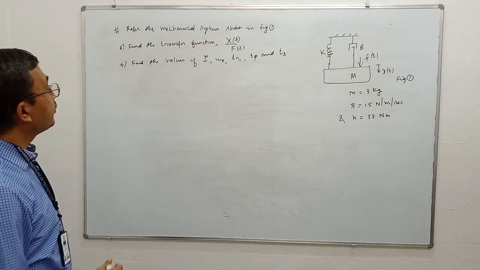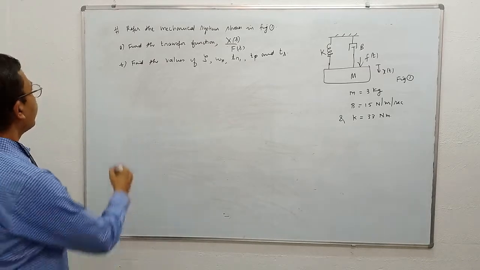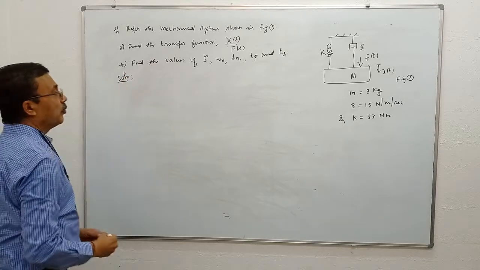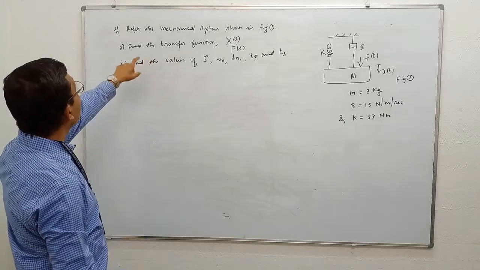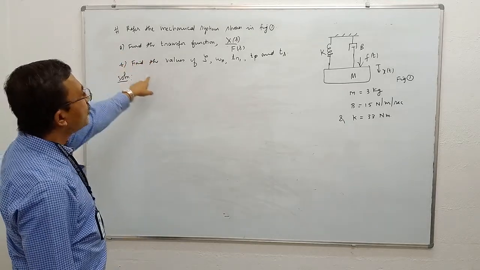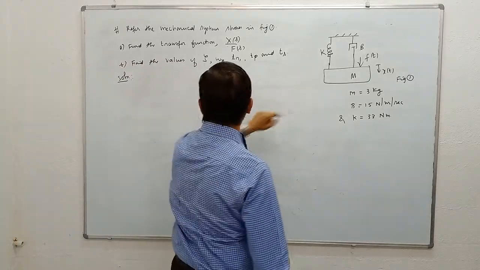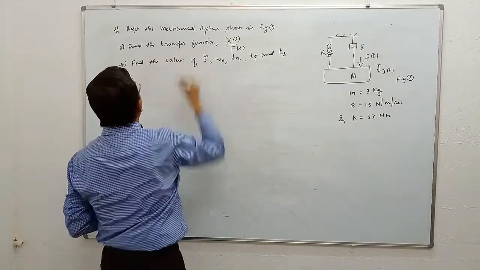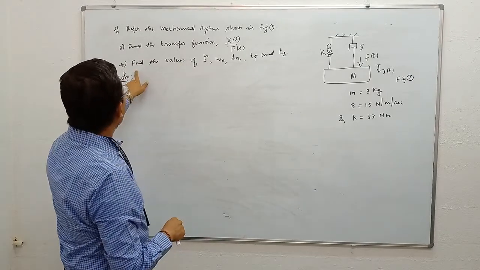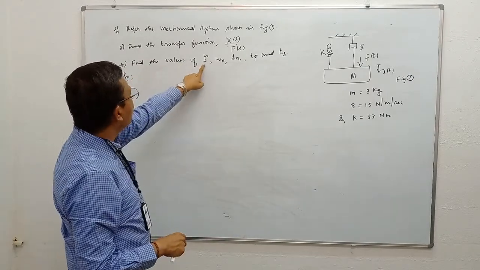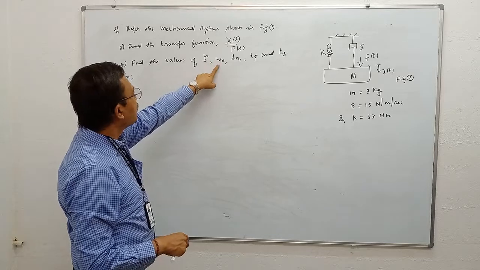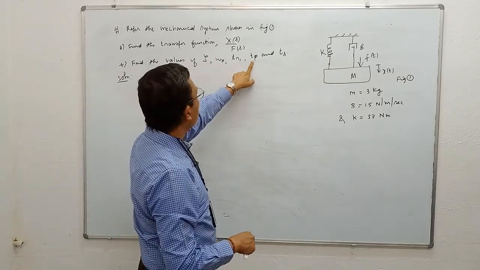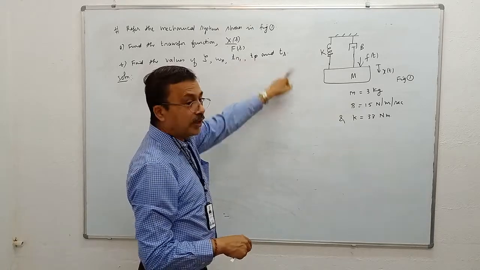This is the problem. Solution. These are all application based problems, and let me read the problem once again. Refer to the mechanical system shown in figure 1. Find the transfer function x of s divided by f of s. Part B. Find the values of damping ratio zeta, natural frequency omega n, rise time TR1, time to peak TP, and settling time TS.